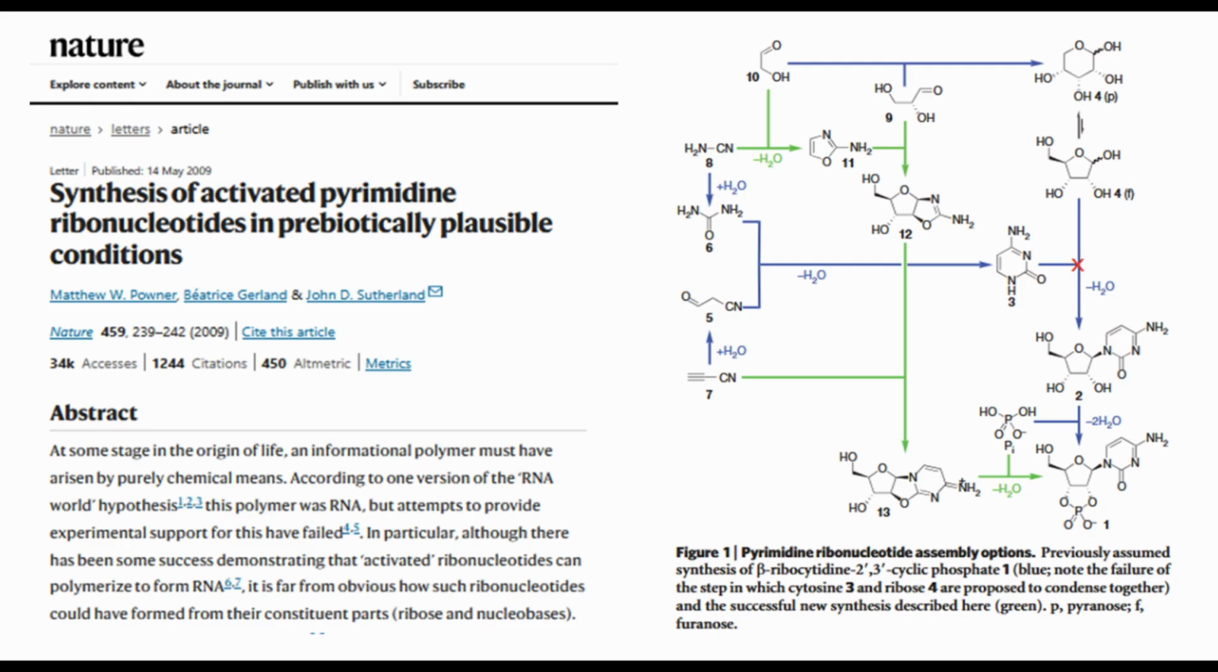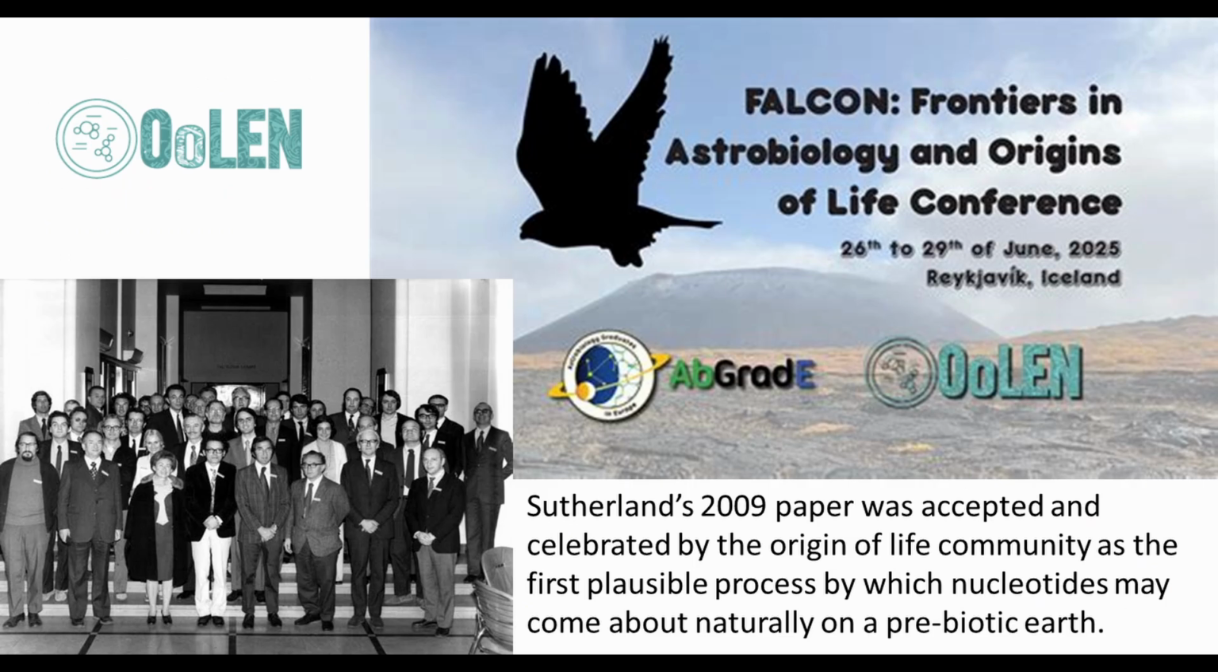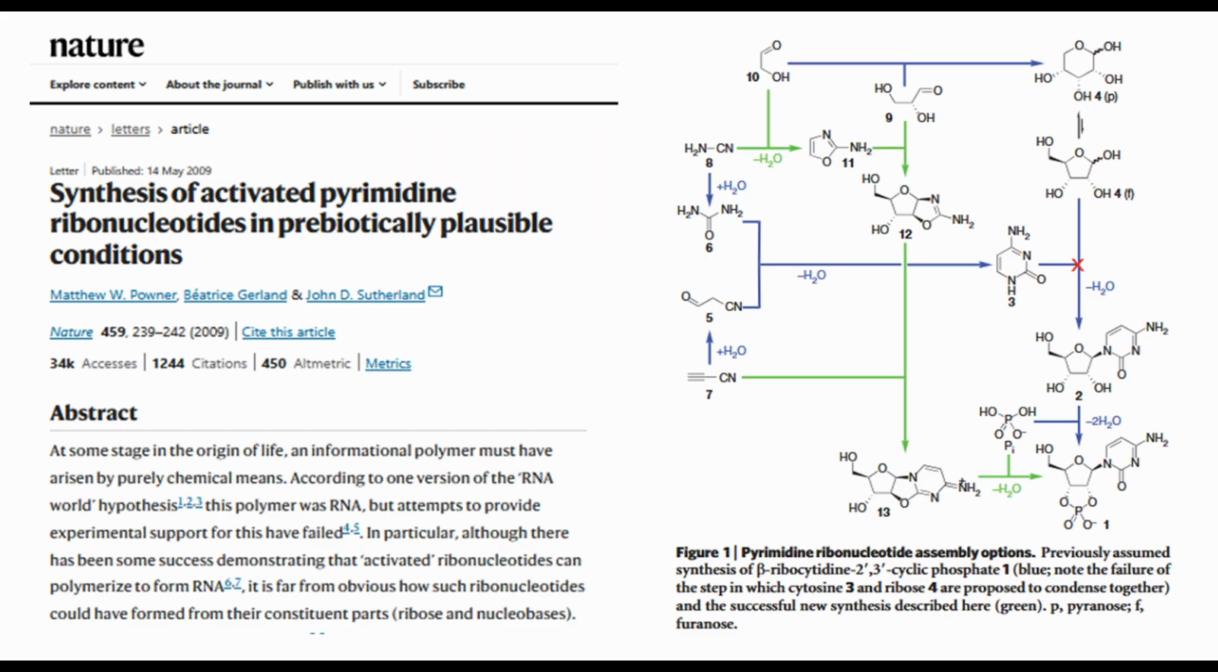In 2009, Matthew Pauner, Beatrice Gerland, and John Sutherland wrote a paper titled Synthesis of Activated Pyrimidine Ribonucleotides in Prebiotically Plausible Conditions. The paper was published in May 2009 in the British science journal Nature. That 2009 paper was accepted and celebrated by the Origin of Life community as the first plausible process by which nucleotides may come about naturally on a prebiotic Earth. For this video, I will analyze the results of the 2009 Pauner, Gerland, Sutherland paper.